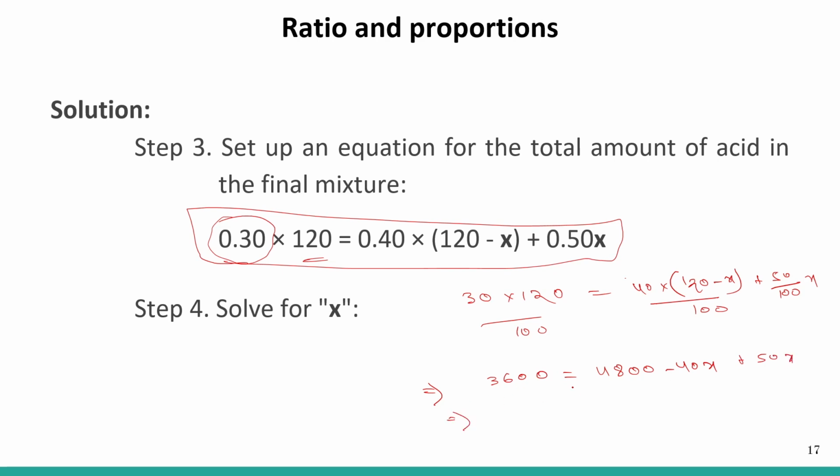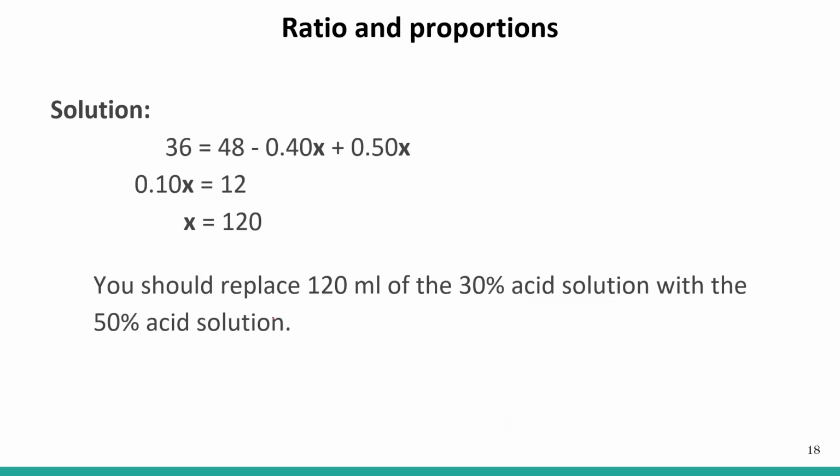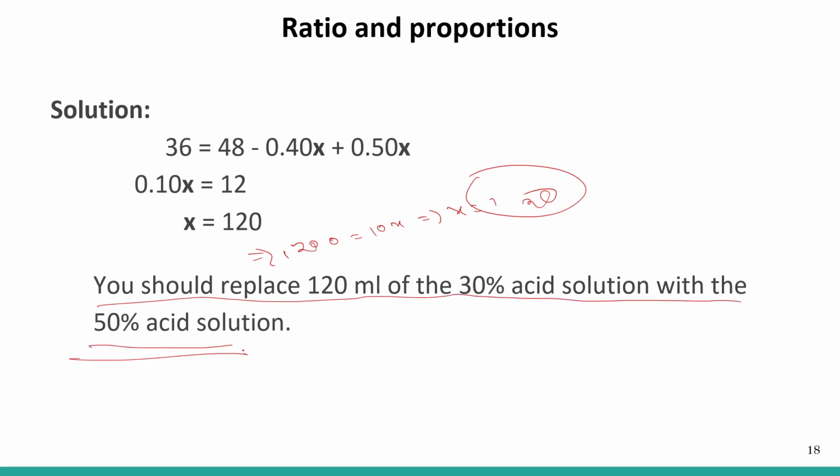Okay, so what we are left with is 1200 is equal to 10x. So this implies x is equal to 120, right? So you should be replacing 120 ml of 30% acid solution with the 50% acid solution in order to arrive at 40% acid solution. Okay.